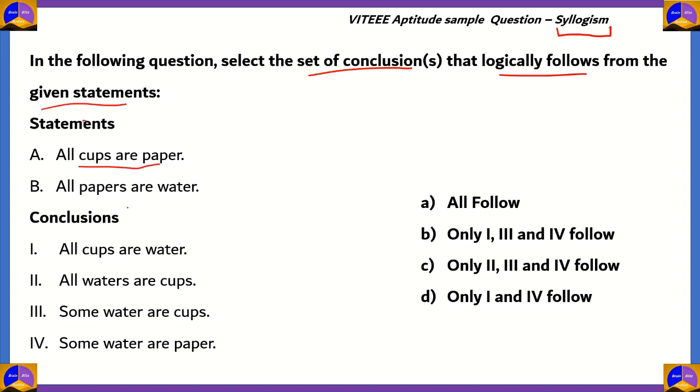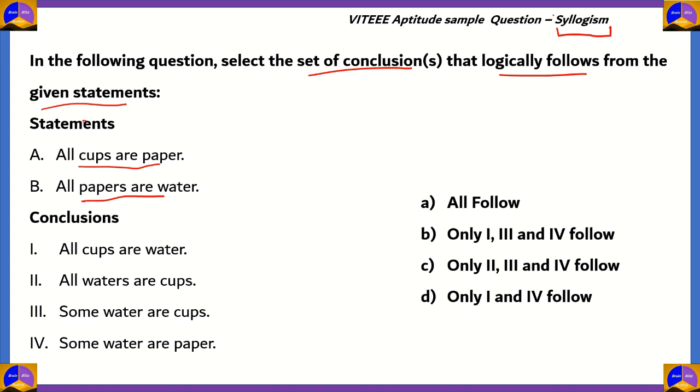All cups are paper. All papers are water. And the conclusions that follow are: 1. All cups are water, 2. All waters are cups, 3. Some water are cups, 4. Some water are paper. So option A states that all of them are correct. Option B states that 1, 3, and 4 follow. Option C states that conclusion 1 is incorrect. And option D states that we can only take conclusion 1 and 4.